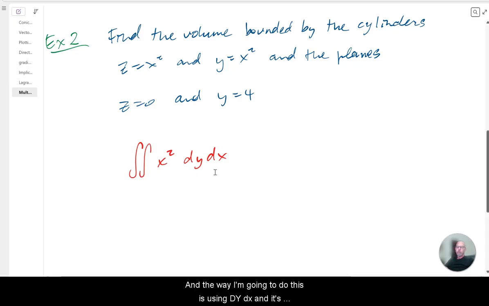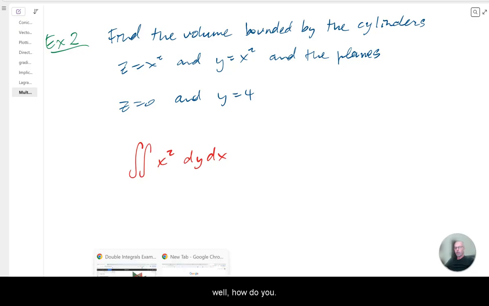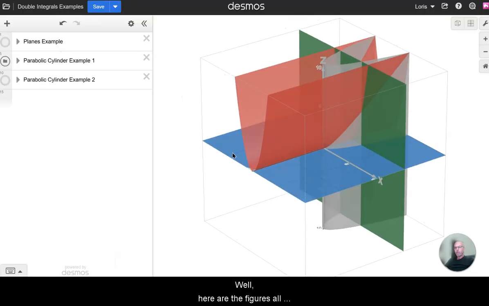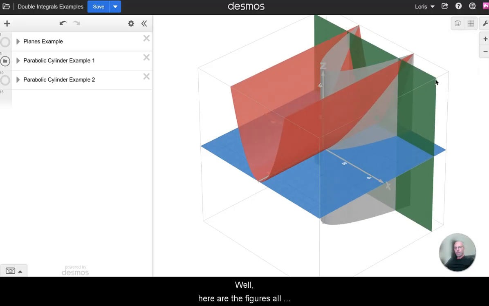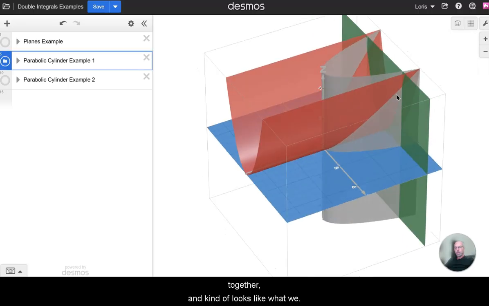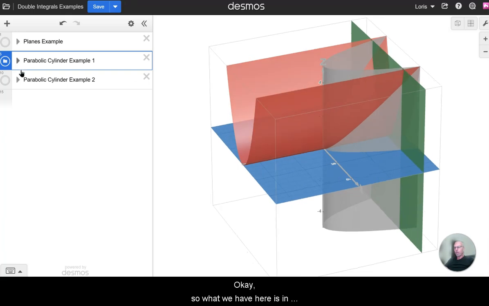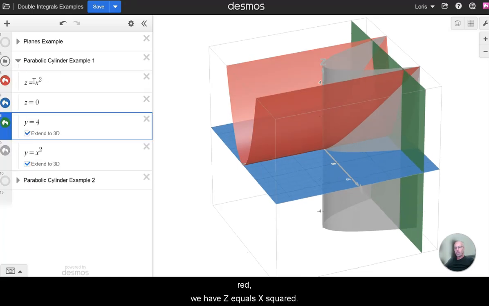And the way I'm going to do this is using dy dx, and it's like, okay, well, how do you know that? Well, here are the figures all together. In red we have z equals x squared, in blue we have z equals 0, and then in green we have y equals 4, that's here, and then in gray we have y equals x squared. So z equals x squared is this parabolic cylinder here, and then z equals 0 is this blue xy plane.